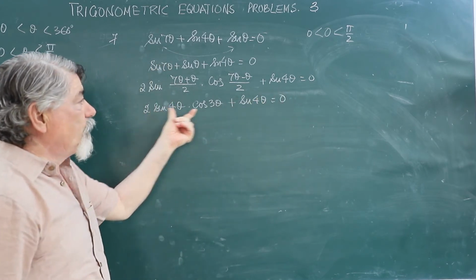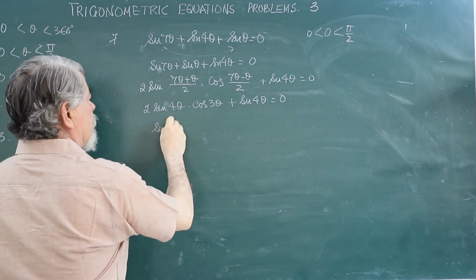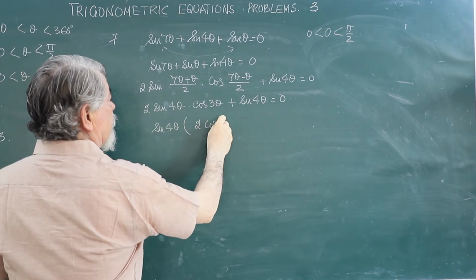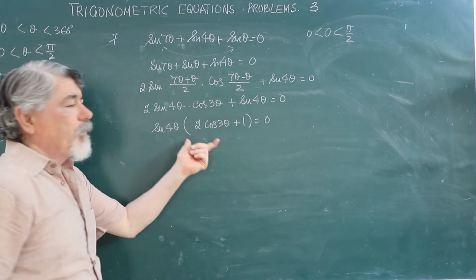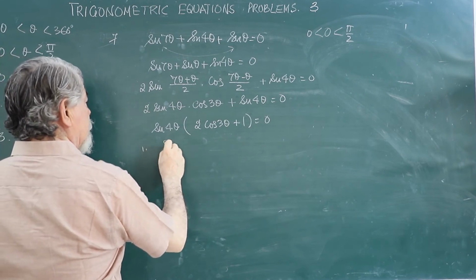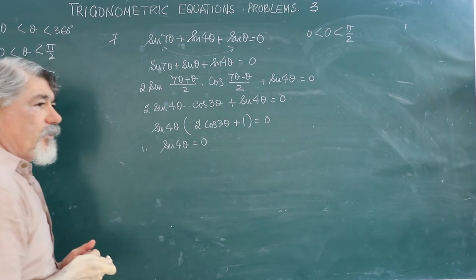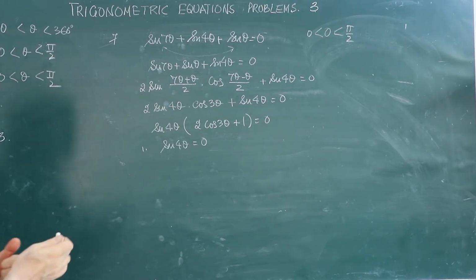Now I can see sine 4 theta is common in both. So let us take sine 4 theta common. It will become sine 4 theta times 2 cos 3 theta plus 1 is equal to 0. When the product of two numbers is 0, one of them has to be 0. Number 1, sine 4 theta is equal to 0. Sine 0 is 0 or sine pi is 0.